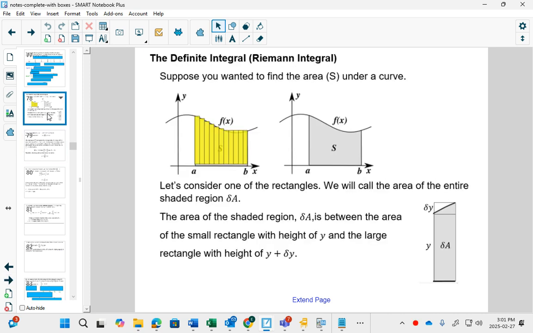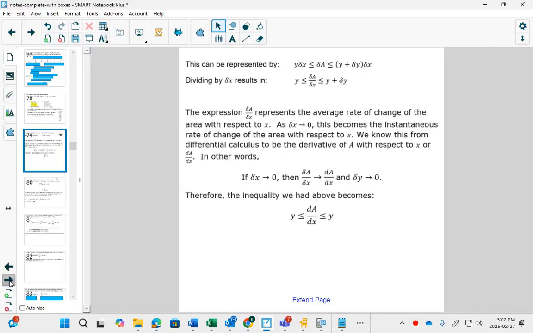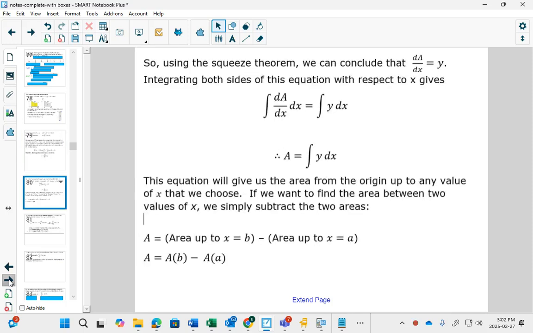But does it make sense if we look at this? If you make this go to 0, can you see that this goes down as you do that, and it goes to 0 as well? So if we kept making our rectangle smaller and smaller, eventually we would just get y on either side. However, in the middle, we have the derivative. And if the derivative is between y and y, then by the squeeze theorem, the derivative is just equal to y.